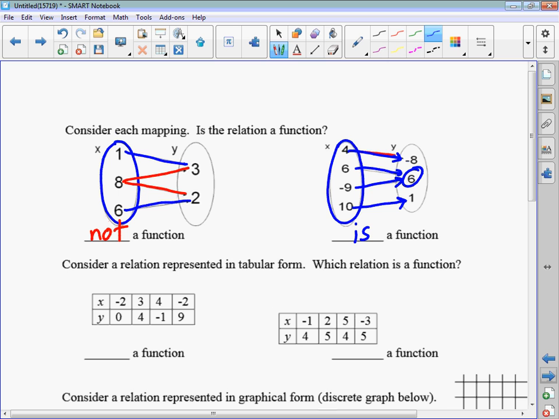So we can look at this in table form or tabular form. Which relation is a function? We're looking for repeating numbers up here. -2, 3, 4, -2, -2 and -2 repeat. So this is not a function. Over here we have -1, 2, 5, -3. There are no repeats. This is a function.